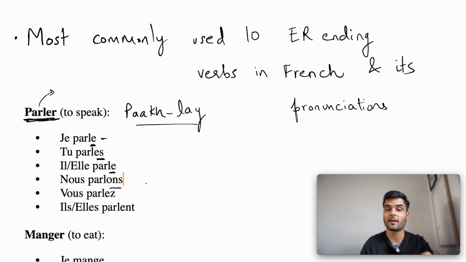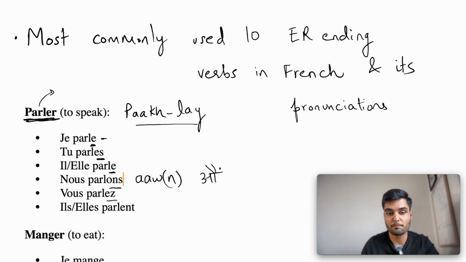Then nous parlons. Now this over here changes. Ons is pronounced as on. If I write it in English, the pronunciation will be something like this, on. But if I write it in Hindi, it will be something like this. Nous parlons. Vous parlez. So the ez at the end sounds like A. Vous parlez. And then ils, elles parlent.